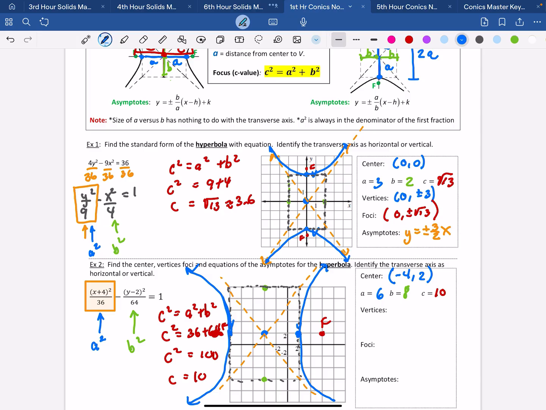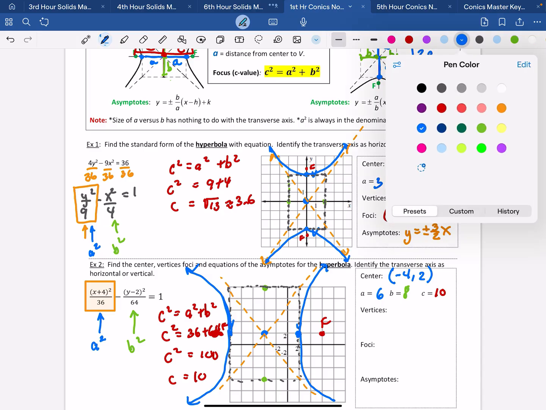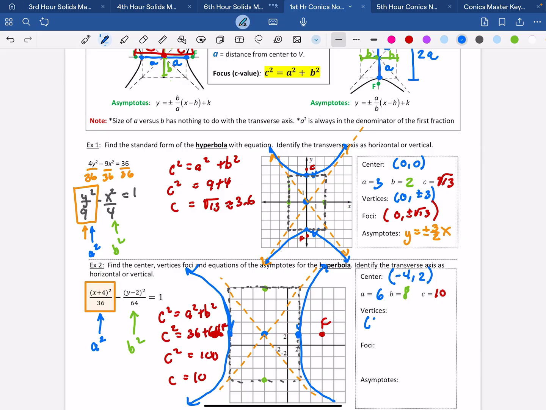Vertices, let's go ahead and name the vertices. If you just count, this one is (2, 2). You can look at the vertex and see it. So you have one at (2, 2). And the other one, if you count 1, 2, 3, 4, 5, 6, 7, 8, 9, 10, and +2, so (-10, 2). And remember, the foci is the distance from the center to the F point.